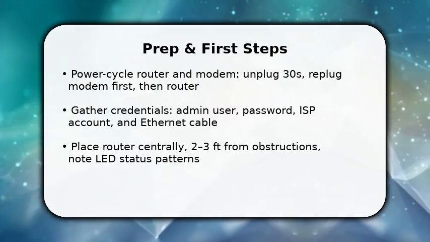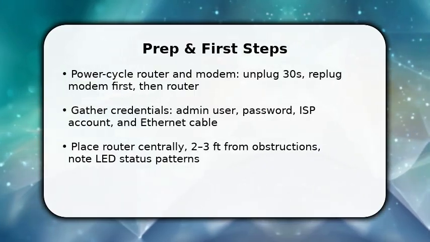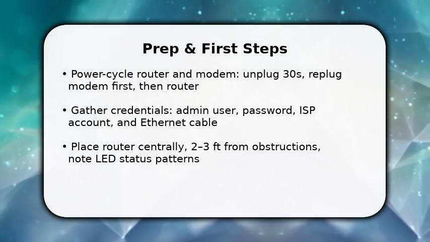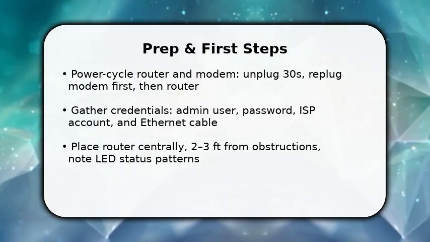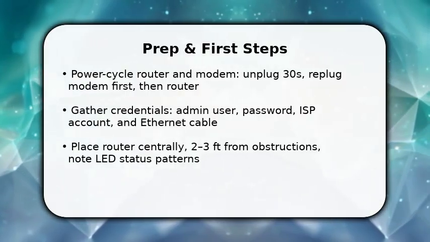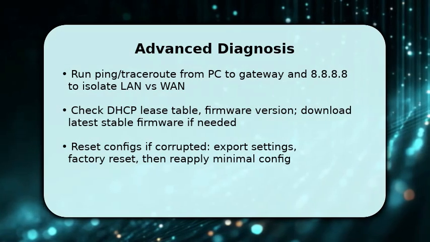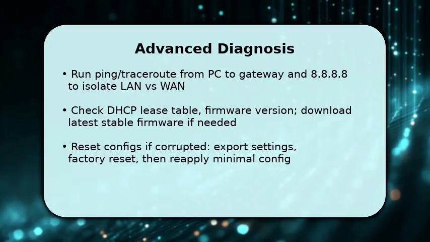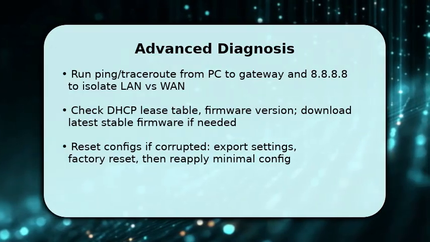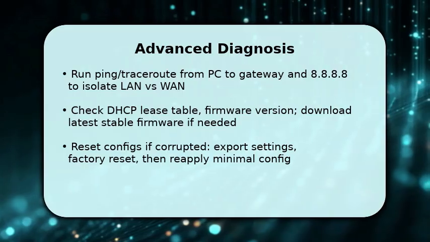Once the router boots, connect via Ethernet to bypass Wi-Fi variables and log into the admin page, so you can see status and error messages directly. Now you dig deeper. Run ping and traceroute from your connected PC to the router and to 8.8.8.8 to determine whether failures are local or upstream.